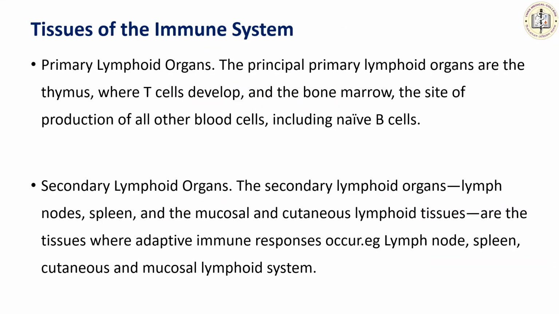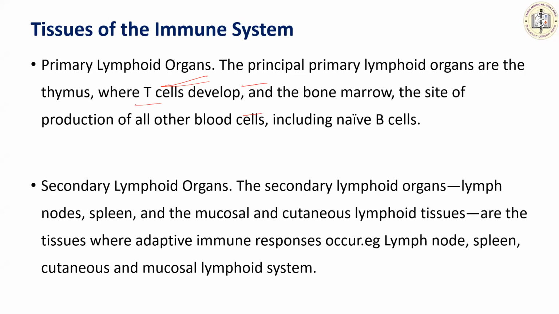If we see the primary lymphoid organ and secondary lymphoid organ, in case of the primary lymphoid organ, the T cell and B cell, and the two important functions of the primary lymphoid organ are production and education.